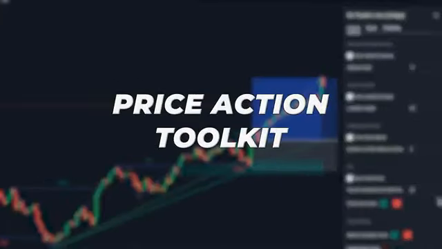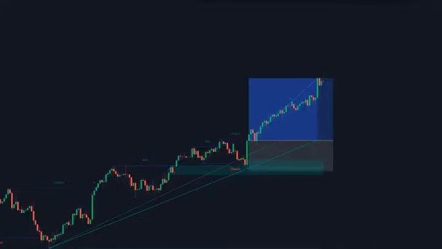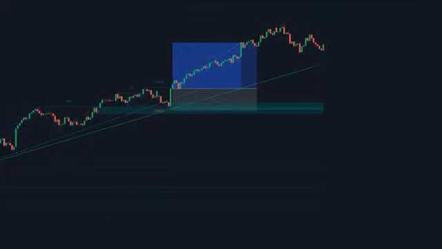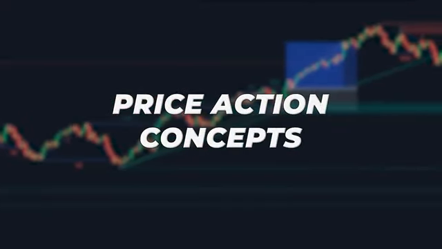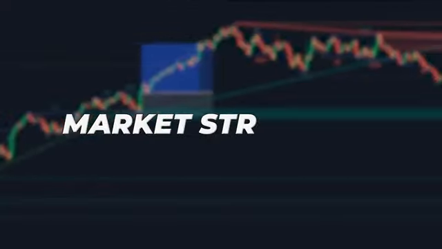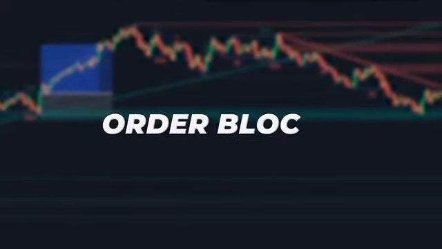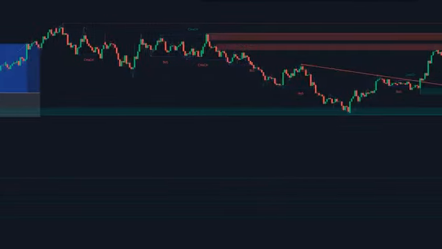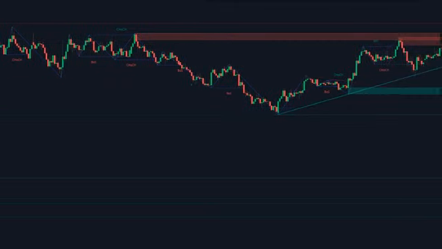The Price Action Toolkit by UAlgo is a powerful all-in-one tool that brings together essential price action concepts to enhance your chart analysis by providing clear visualizations of market structure, liquidity levels, and order blocks. This indicator is going to help you identify key trading opportunities with greater confidence.